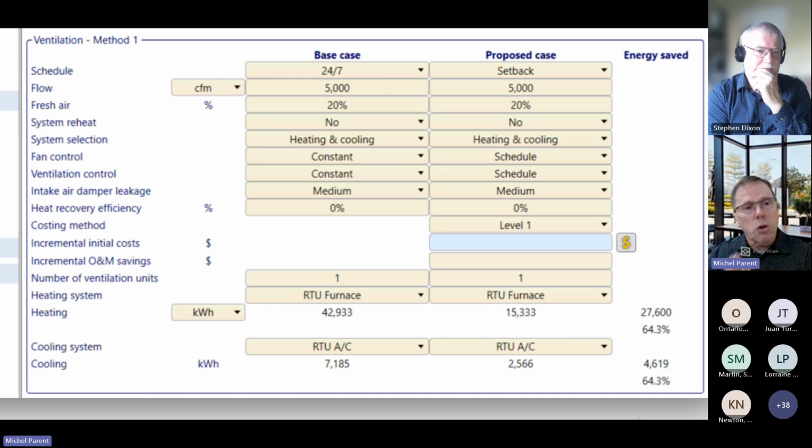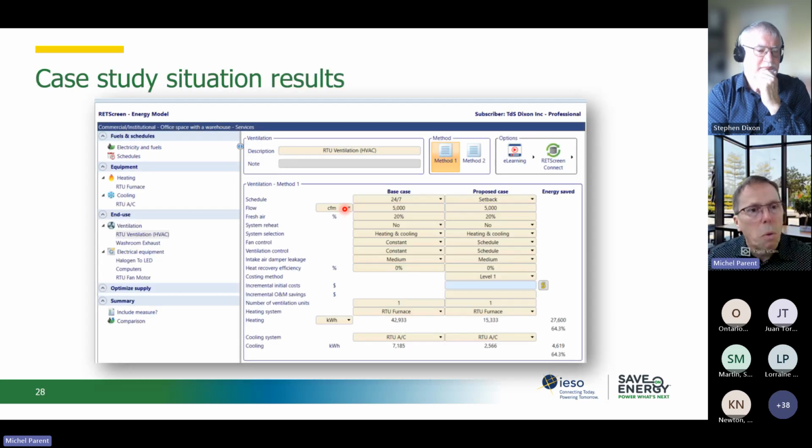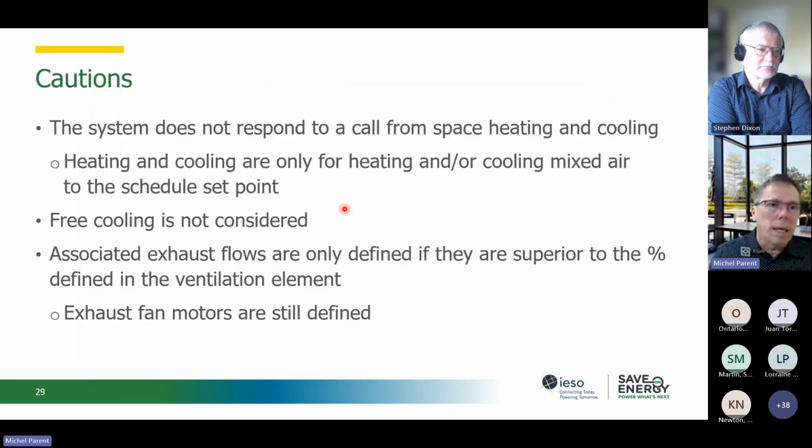So this is a straightforward single zone system. You don't really have any, I'd say, workaround. So the system provides all 5 services: heating, cooling, humidification, filtration, and ventilation. So nothing other to do than properly enter what really represents your system. So this is probably the easiest system that can be defined in RETScreen.